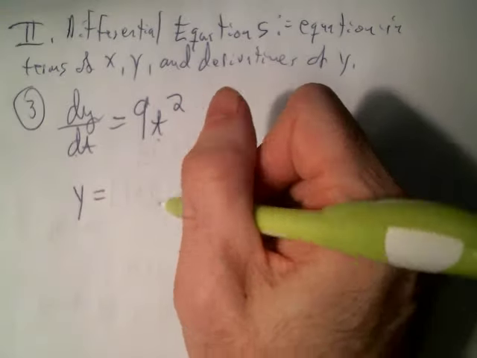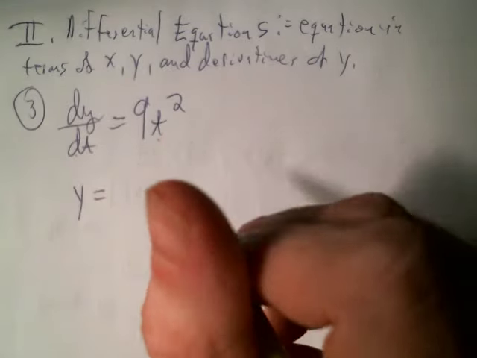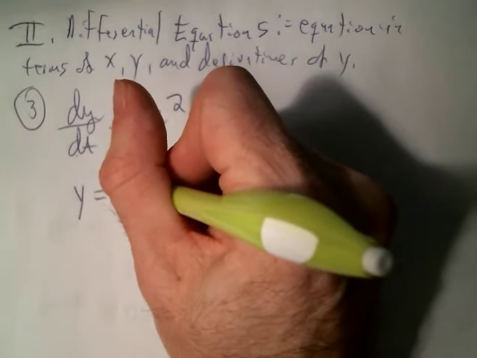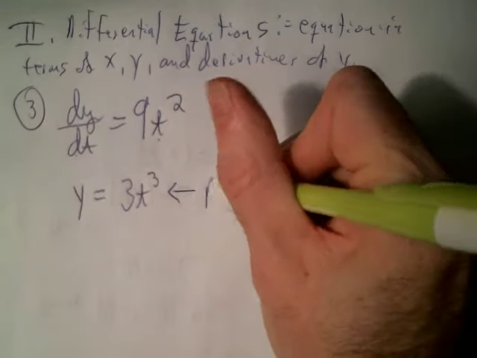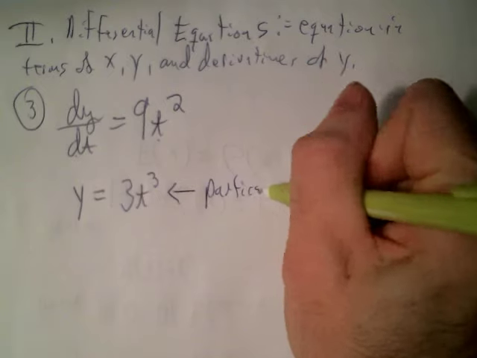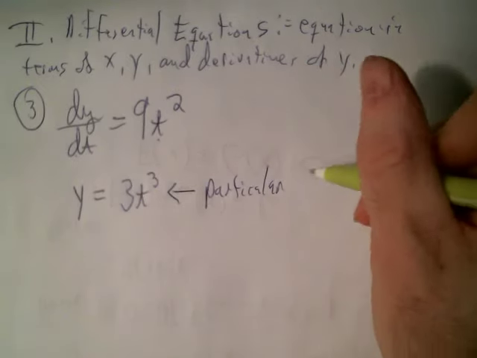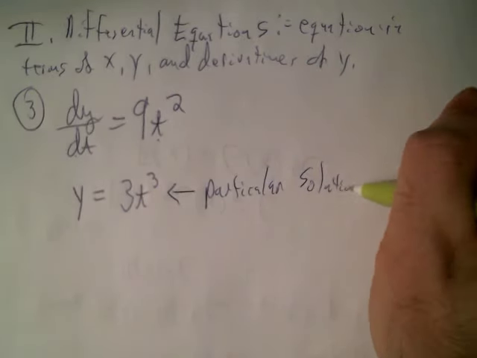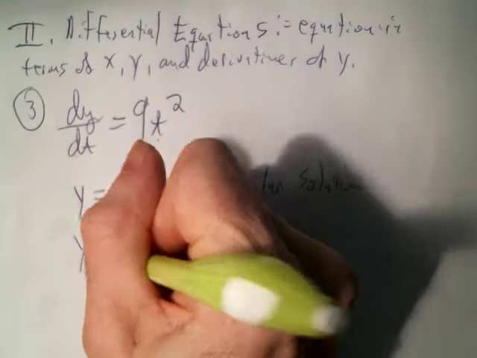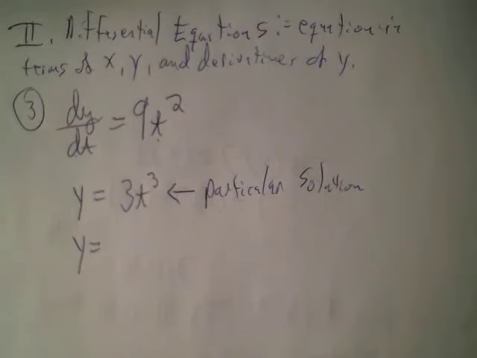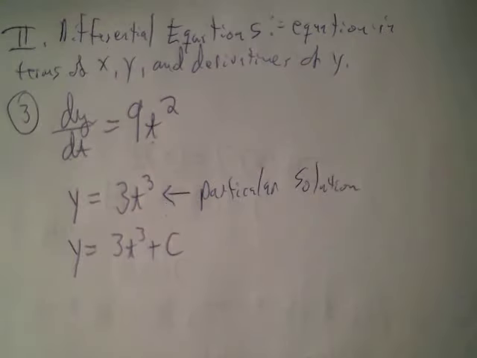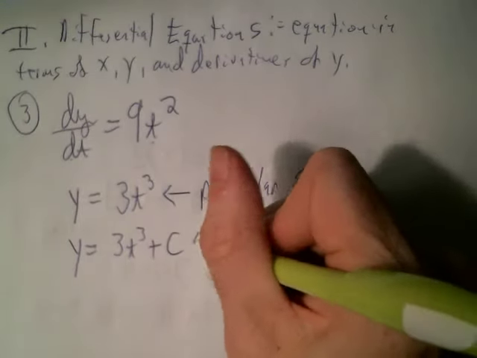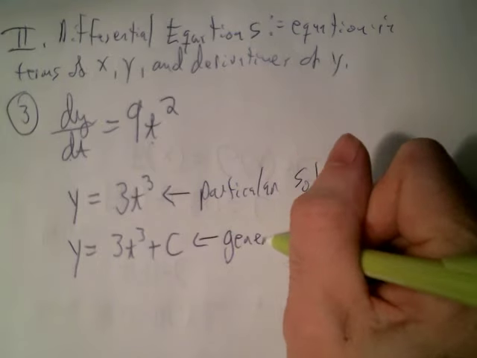All right, so here, how would that go? Well, our particular answer would be 3t cubed. Right? So we'll call this a particular solution to that differential equation. But we just learned, that's not the only answer. There's an infinite number of them if you include this constant plus c. And this is the general solution.